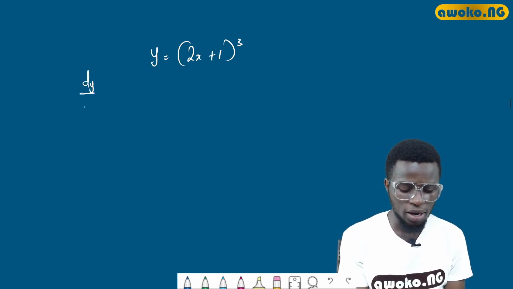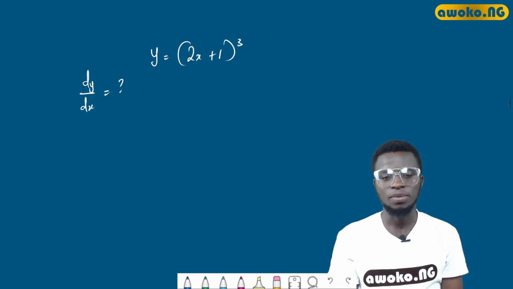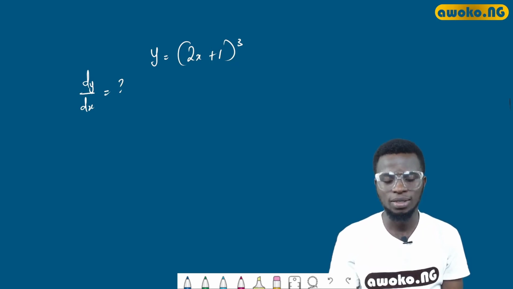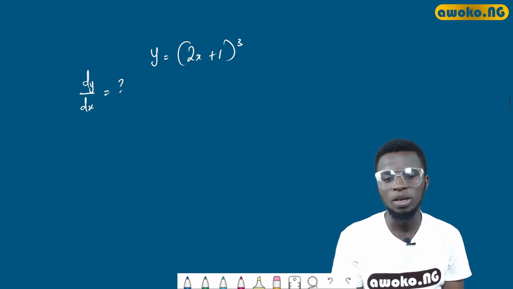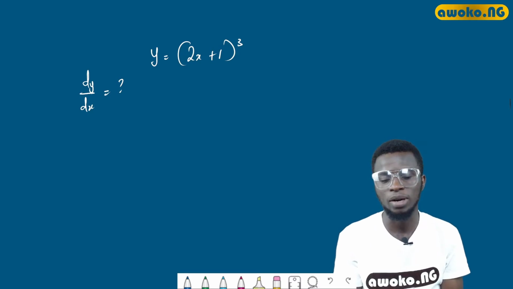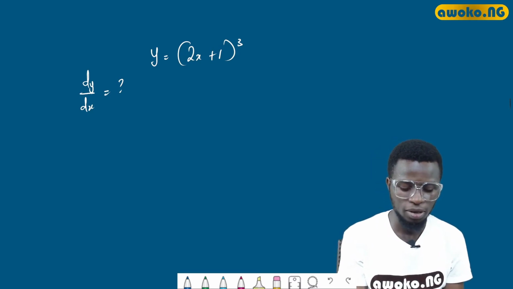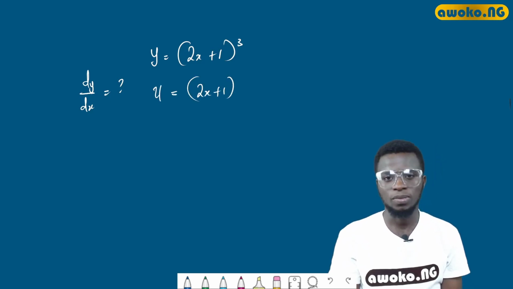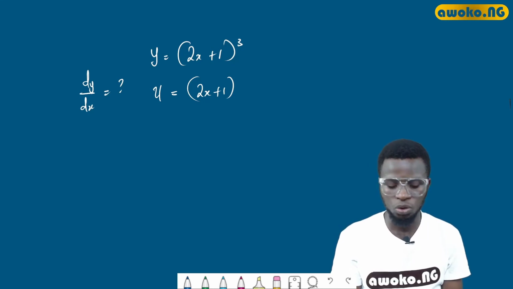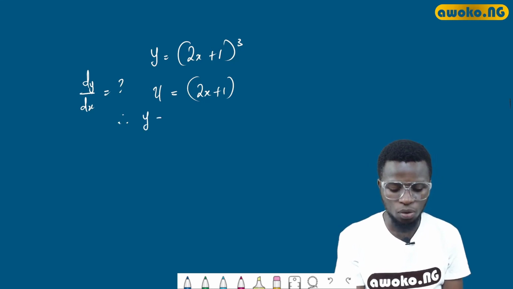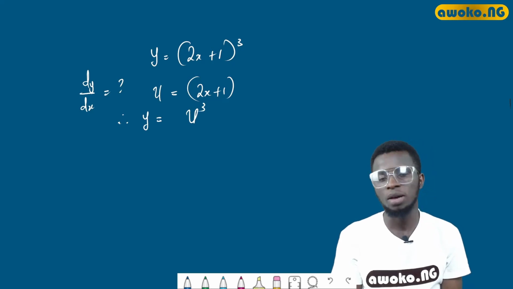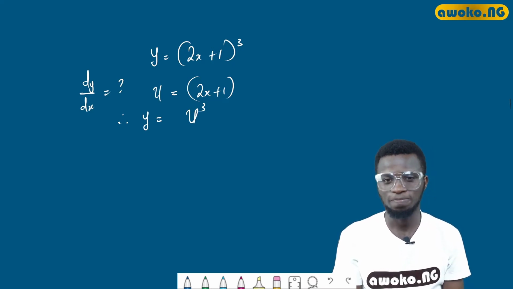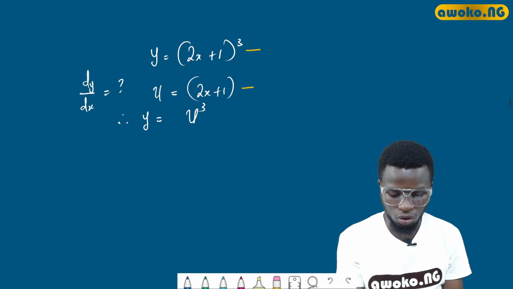dy over dx. Now, the first thing you have to do is to assume a particular function for what is in the bracket. Let us say u is equal to 2x plus 1. And if u equals 2x plus 1, therefore y will be equal to u raised to the power of 3. I'm sure you agree with me. Let's call these equation 1, equation 2, and equation 3.